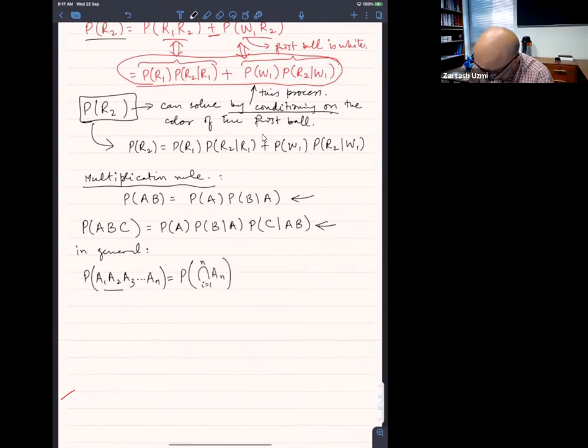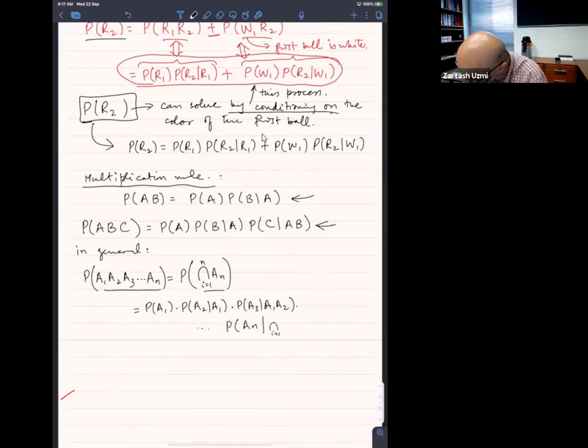ऐसे भी लिख सकते हैं इसको, A1, A2. So this is equal to probability of the first into the probability of the second given the first, into the probability of the third given the first two, into probability of the fourth given the first three, and so on and so forth, into the probability of the last given all of the previous ones, which is the intersection of Ai for i equal to 1 to n minus 1. ये सब दिए हुए, they are all given.